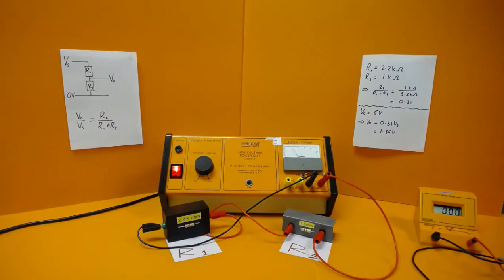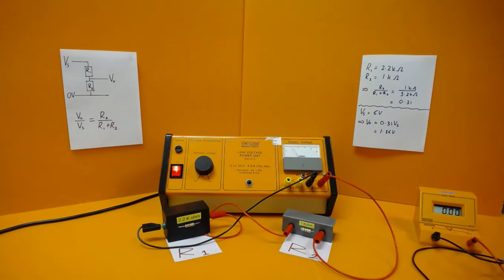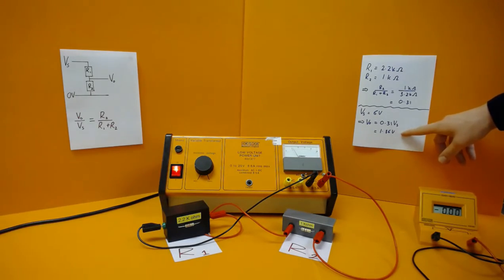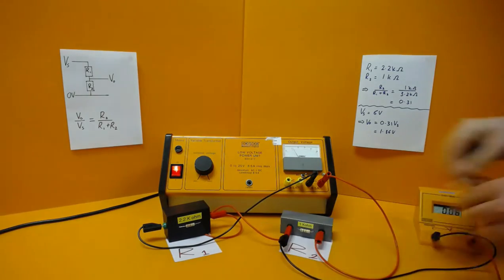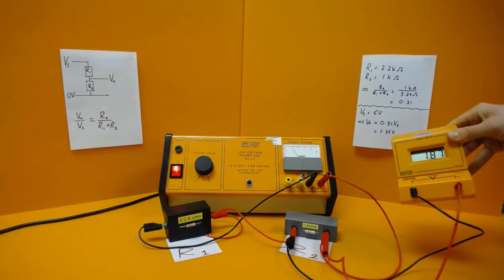Our next setup has R1 equal to 2.2 kiloohms and R2 as 1 kiloohm. The supply voltage is again 6 volts. If we calculate, we have R2 over R1 plus R2 is equal to 1 kiloohm over 3.2 kiloohms, which equals 0.31. So our output voltage is 0.31 times the supply voltage, so 0.31 times 6. So that equals 1.86 volts. So we can take a reading to see if this is correct. And we're pretty close, 1.87 volts.